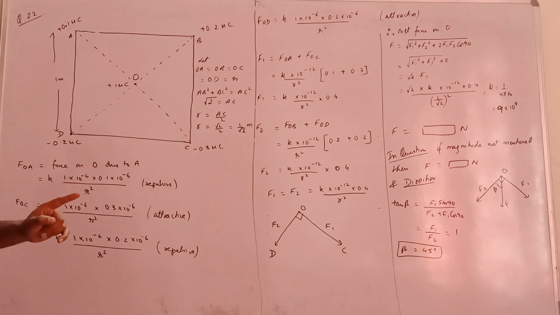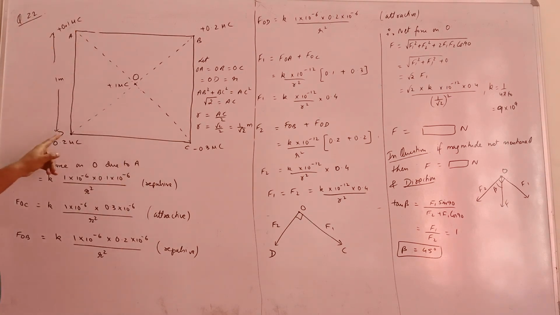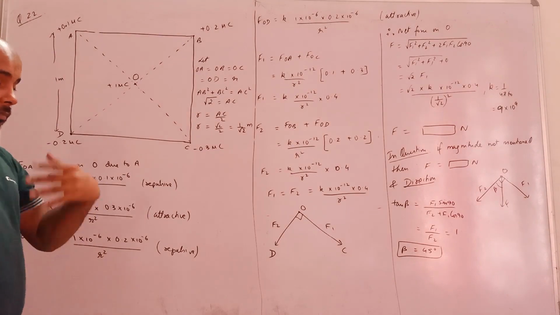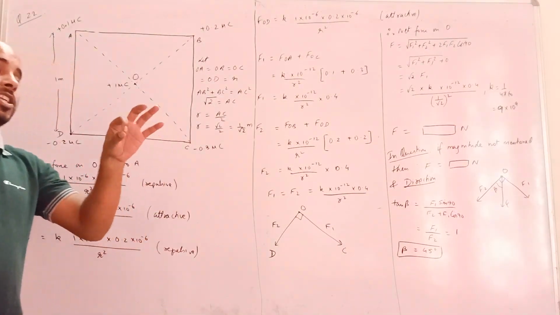First thing you need to keep in mind: clockwise or anti-clockwise, we can start from any vertex. You can start from here also, you can start from here, you can start from here. No problem, you will get the same answer. Next, there is one more charge which is kept at the center of the square.